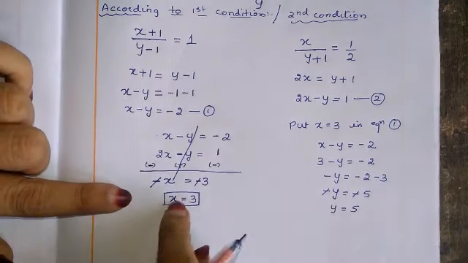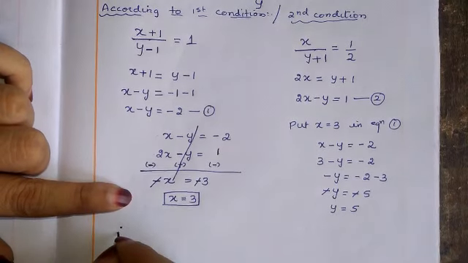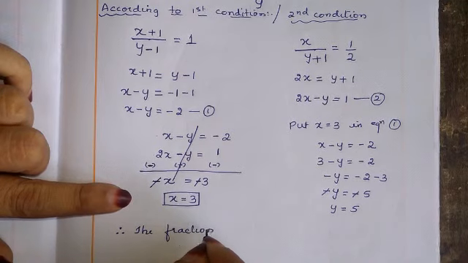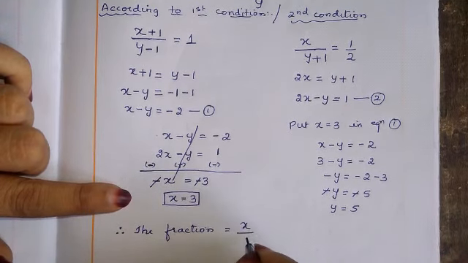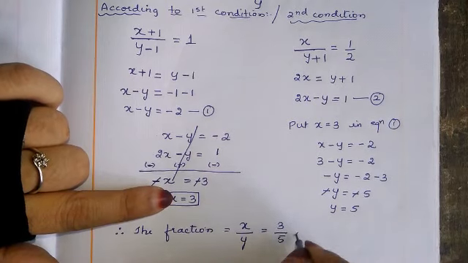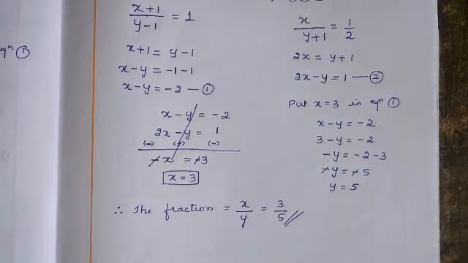Now the x value is 3 and the y value is 5. Therefore the fraction is x by y. So the x value is 3, the y value is 5. Therefore the fraction is 3 by 5. So this way we have solved the equation.